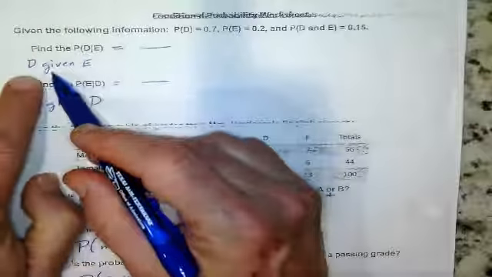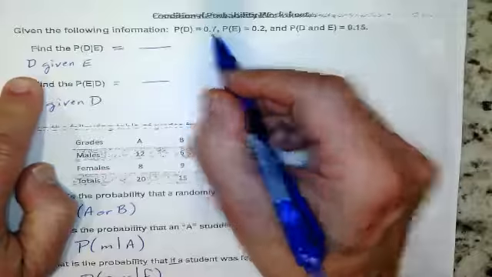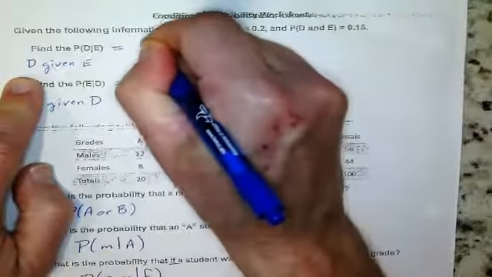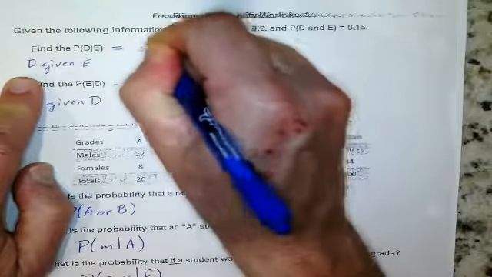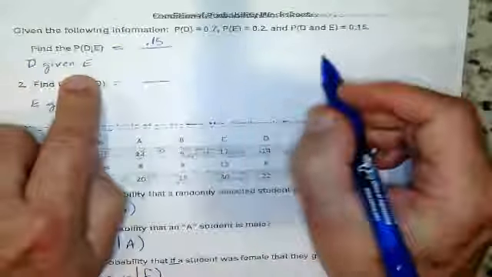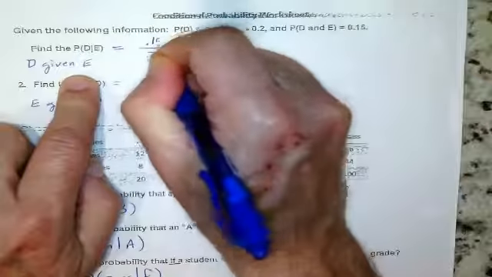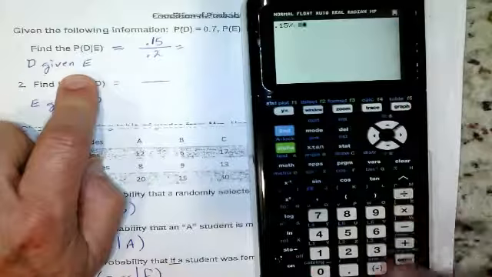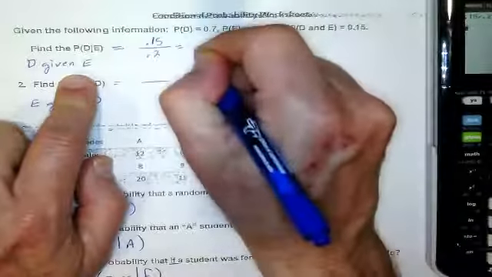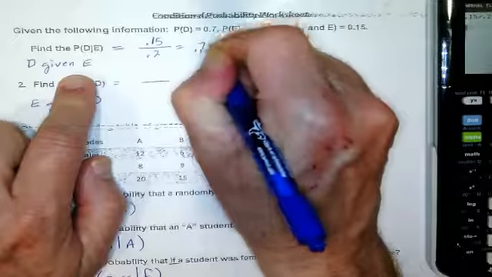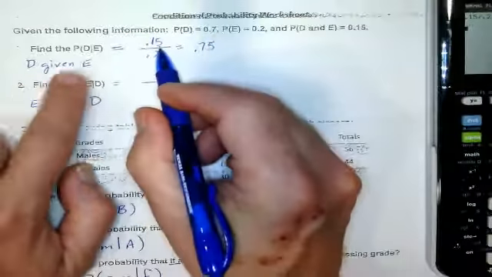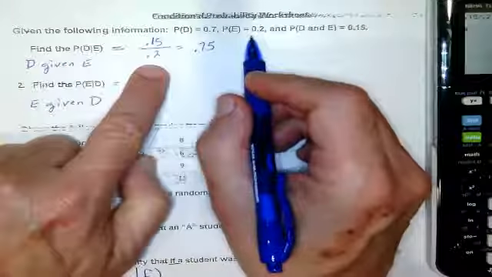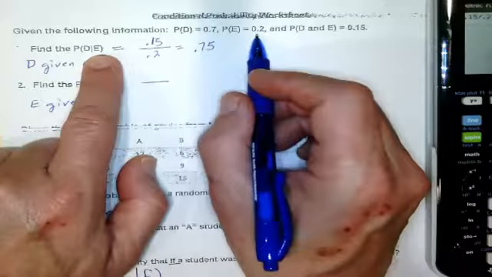In this case, the probability of D is 0.7, the probability of E is 0.2, and their intersection is 0.15. So my numerator is going to be 0.15, the probability of both of them occurring, given E, and E is 0.2. So we take 0.15 divided by 0.2, and that answer is 0.75. We take the probability of their intersection divided by the given factor. In this case, it's 0.2.